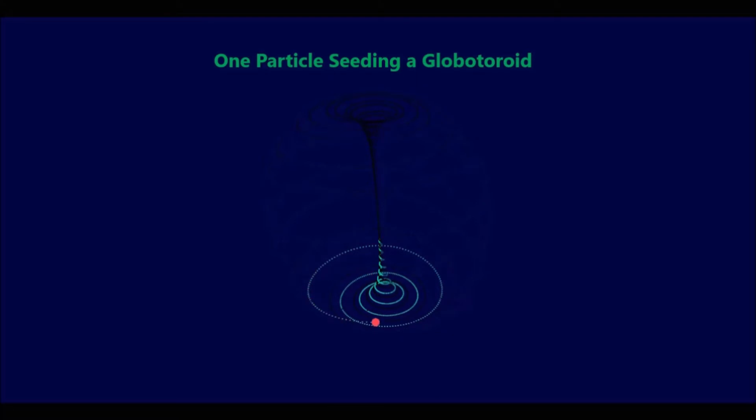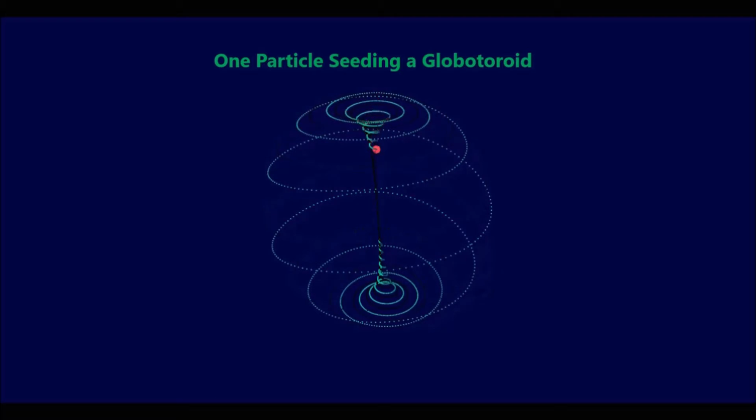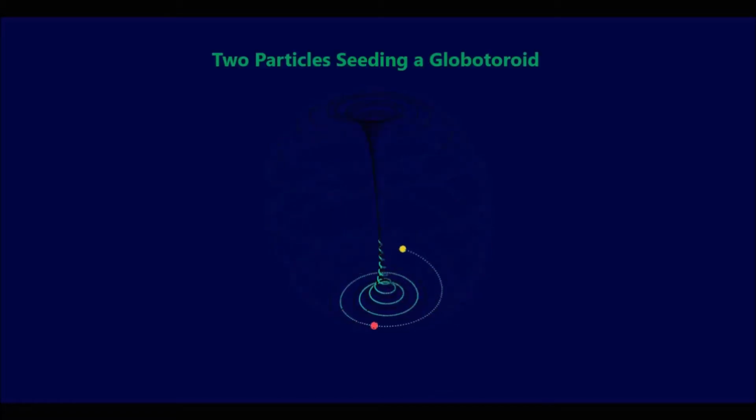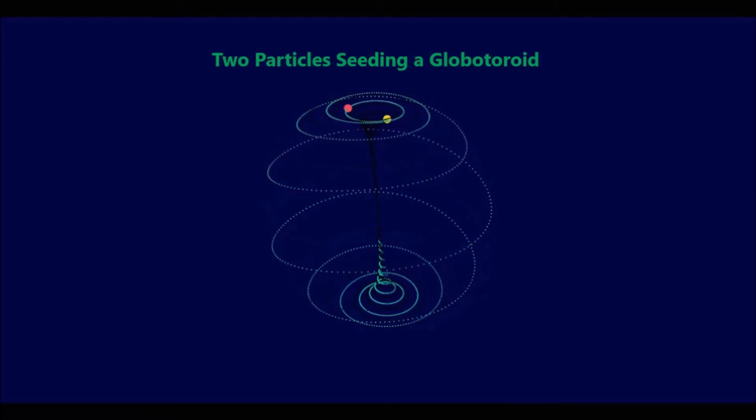Now, we take a look at one particle seeding a globotoroid. Here singularities do not exist, making both r and v finite for all times. This is more realistic. Here we have two particles seeding a globotoroid. Conservation of momentum pushes two particles rapidly through the wormhole.